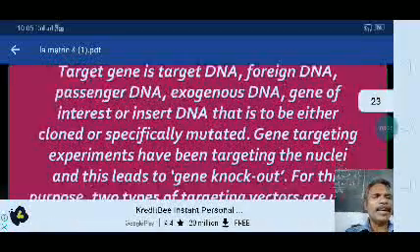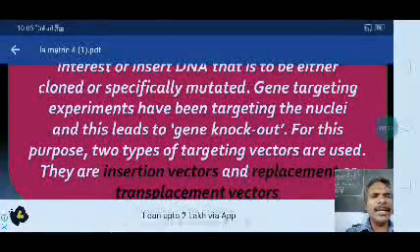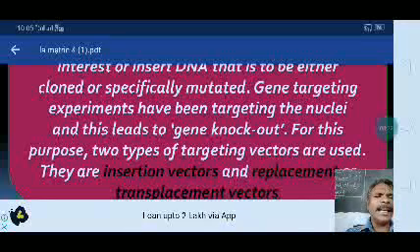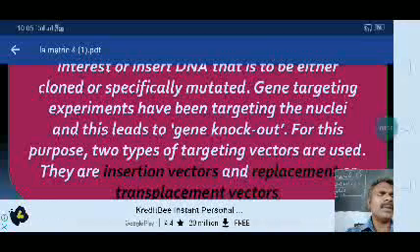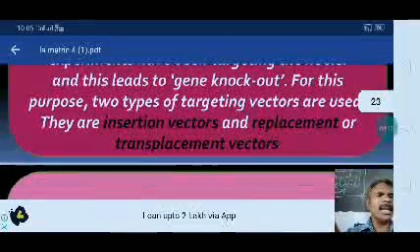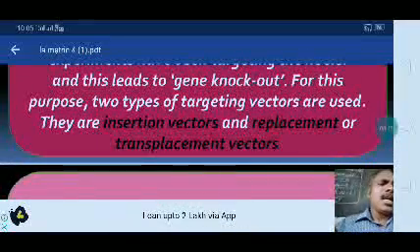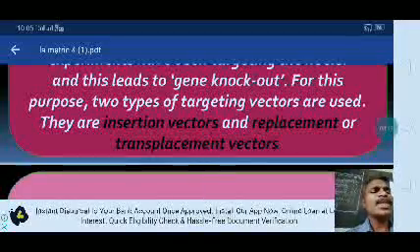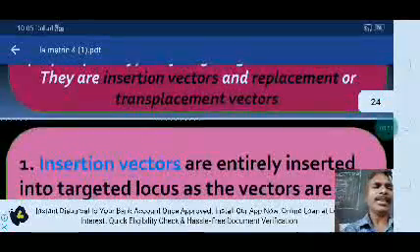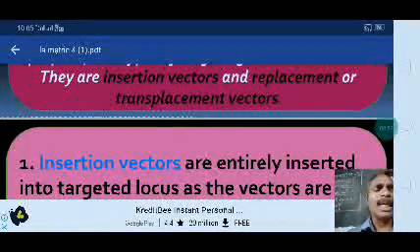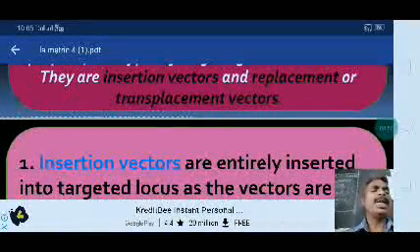Gene targeting experiments target the nuclei, and this leads to gene knockout. For this purpose, two types of targeting vectors are used: insertion vectors and replacement or transplacement vectors.